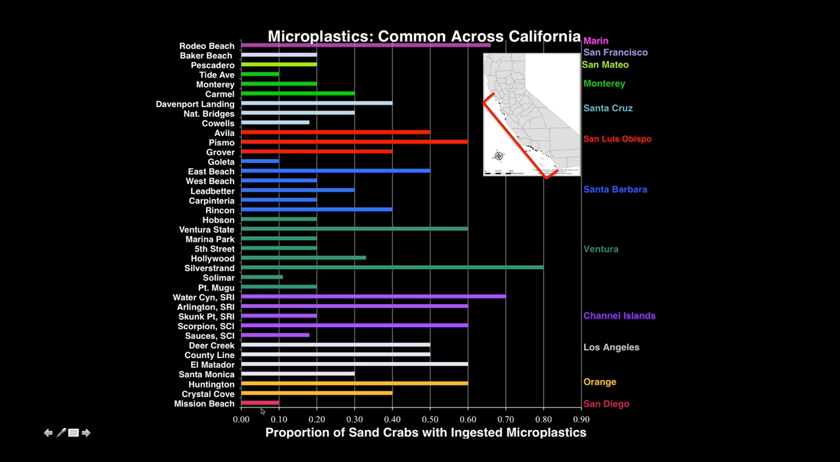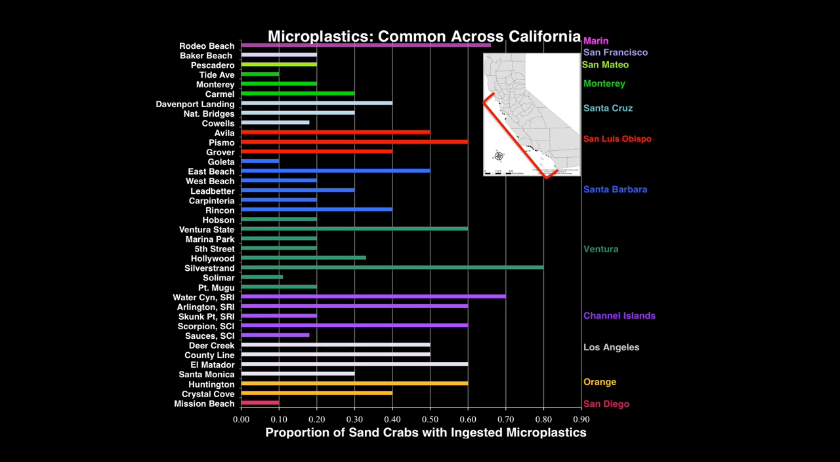Some of them, Mission Beach in San Diego, have relatively few, only about 10% of those crabs when we sampled them. Same with Goleta, relatively small. And same with this area up in Monterey County. And sorry, this is the range of which we sampled. The color corresponds to the county where the samples came from. And so they range from 10% of the population having at least one piece of plastic in their gut, to on the order of about 80% of the individuals having at least one piece of plastic in their gut. So that's crazy.